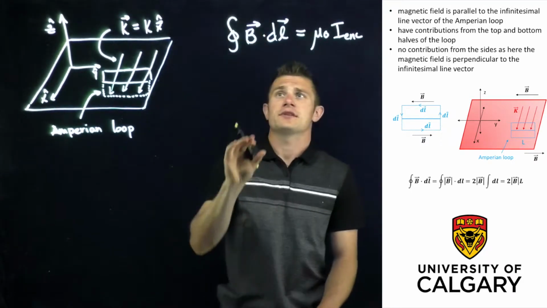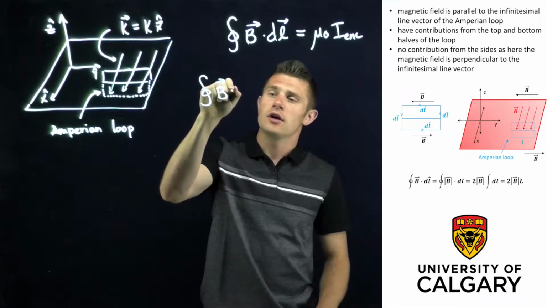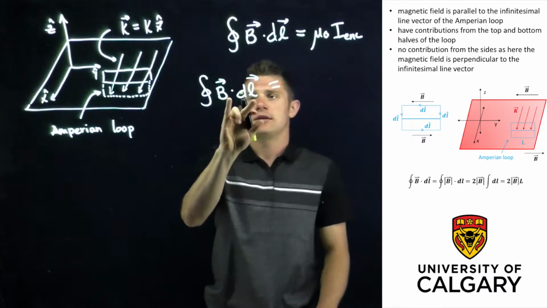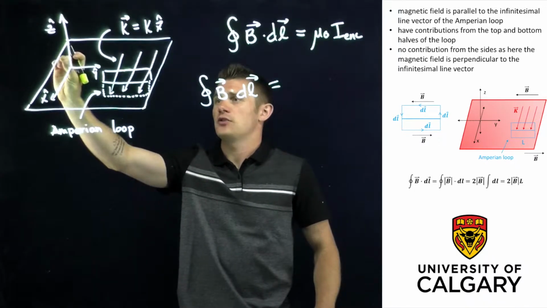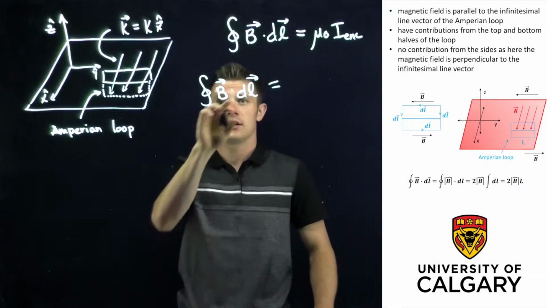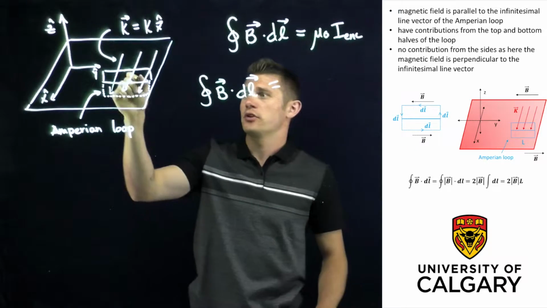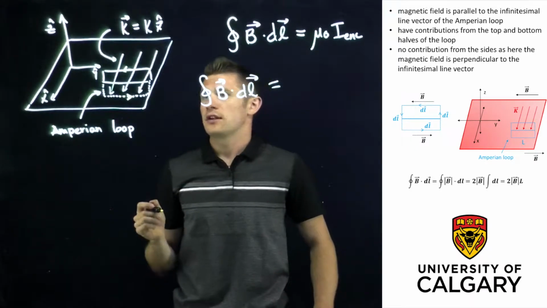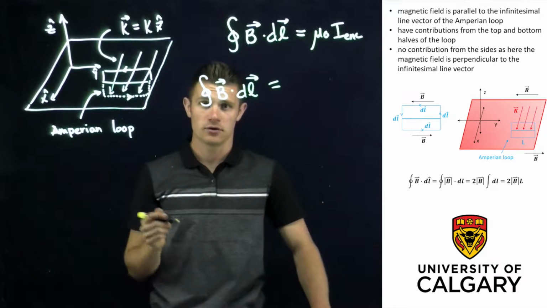So we'll start with the left-hand side of this equation, and we'll say that the closed integral of B dot dl is equal to, and by looking here, we say that the magnetic field, of course, is pointing in the negative y-hat direction on top of the wire sheet and in the positive y-hat direction underneath the wire sheet. And we direct our Amperian loop such that dl is also pointing in the negative y-hat direction on top of the wire sheet and in the positive y-hat direction underneath the wire sheet.